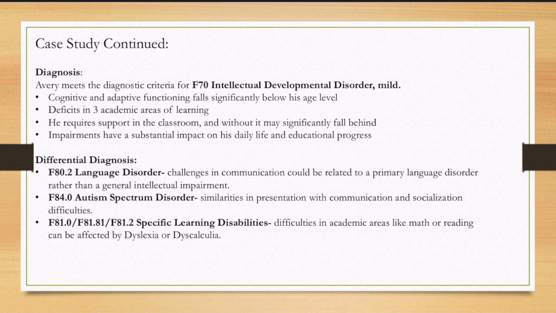We ruled out a couple things here. The language disorder: his challenges in communication could be related to a primary language disorder rather than general intellectual impairment. So it would be important to further test him, as well as for autism spectrum disorder, because there are definitely similarities in presentation with communication and socialization difficulties, as well as the potential for different learning disabilities like dyslexia, or I can never pronounce that, I apologize. But this is again why testing throughout different stages of development is very, very important.